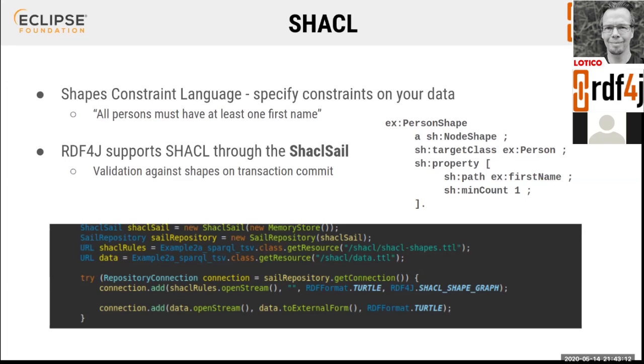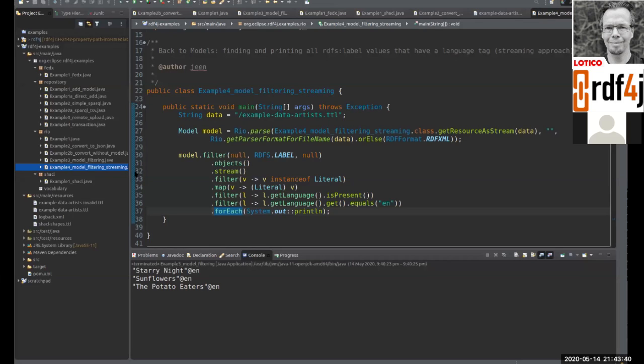It's a stacked Sail that you layer on top of any sort of database. What it does is validate any new incoming data against the SHACL rules that you have specified, when you're doing a transaction and on commit of that transaction, and we'll actually show a quick demo of this as well, just to belabor the point.